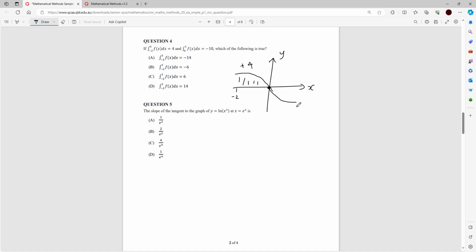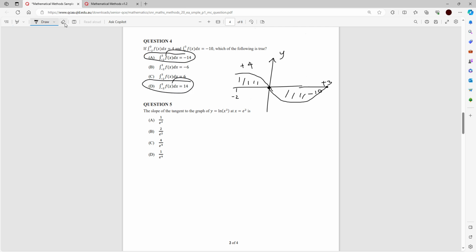Now, I'm just going to finish off our curve, and between 0 and, let's extend my axes real quick, 0 and 3, we get -10. So let's say this is positive 3, we get -10 here. Now, if it's the area, it's going to be 14. So that's why they've got this answer and this answer here.